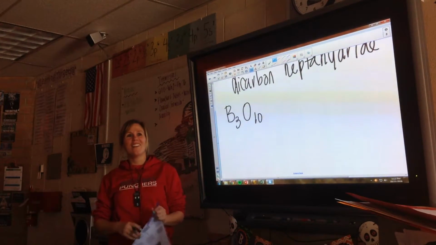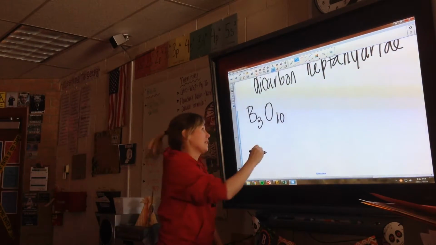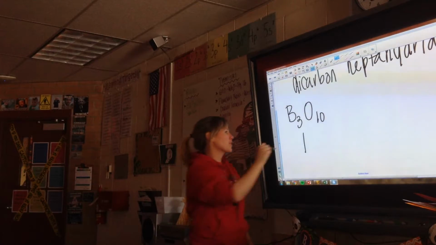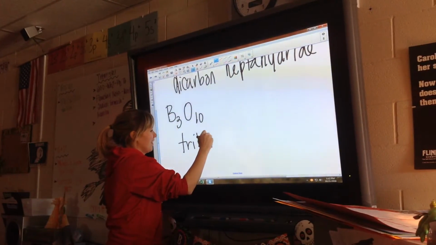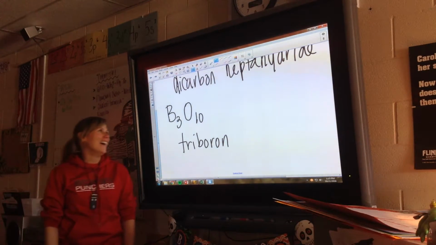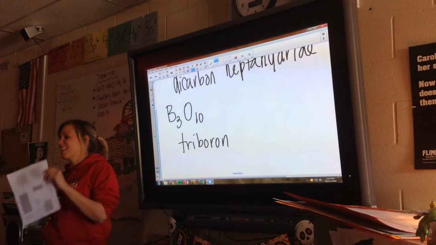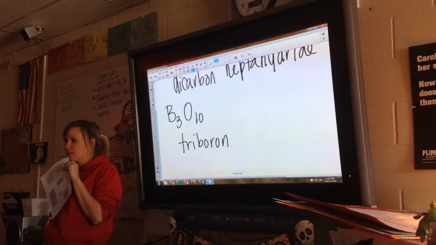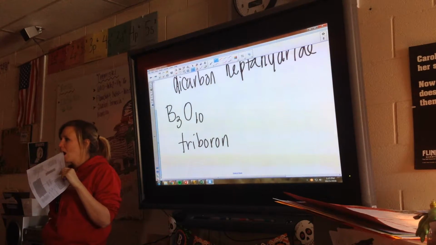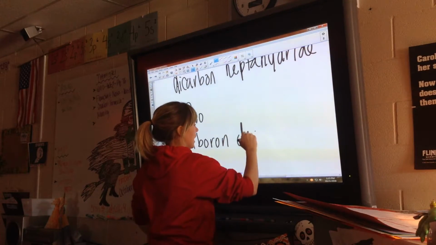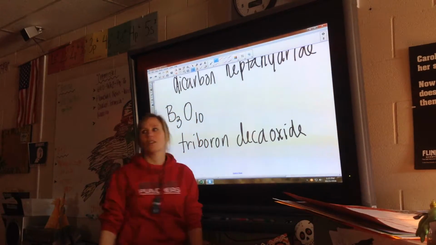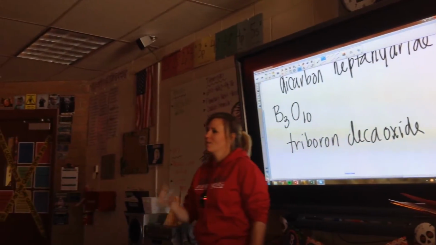Alright, what's our first element? Boron. And how many do we have? 3, so what's our prefix? Triboron. Triboron. Alright, and then what's our last element, Katie? Oxygen. How many of them? 10. So what is our prefix? Deca. So deca, oxide. I was starting to write oxygen, but I didn't write oxygen.